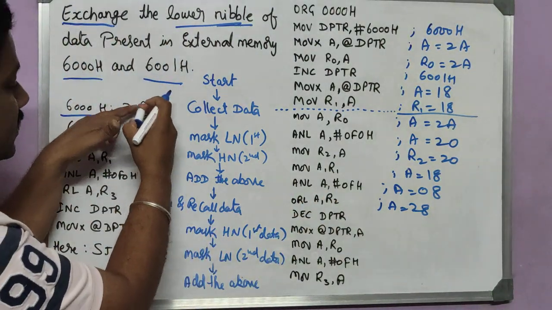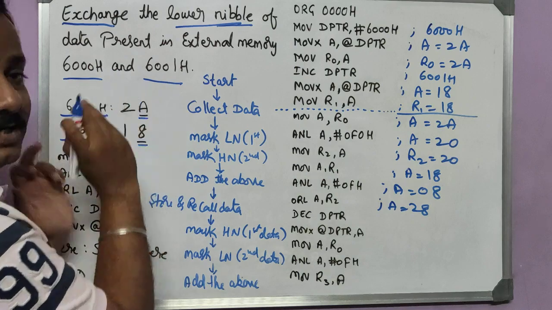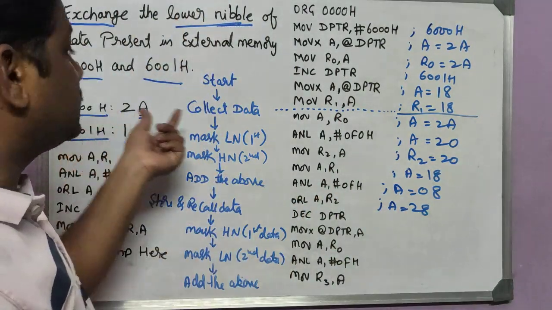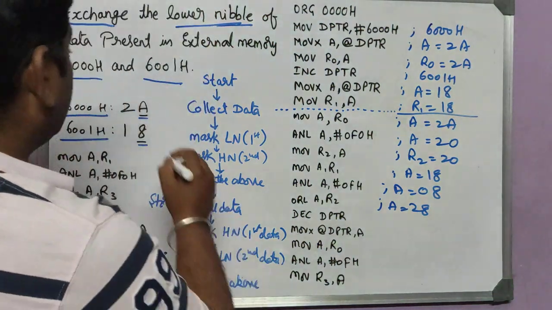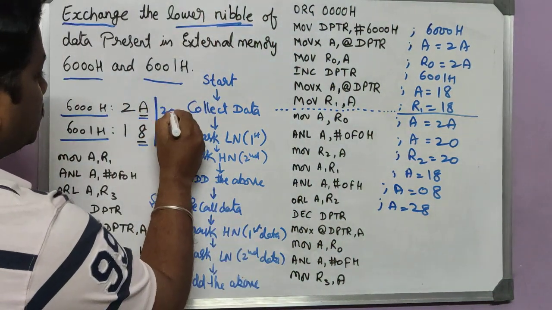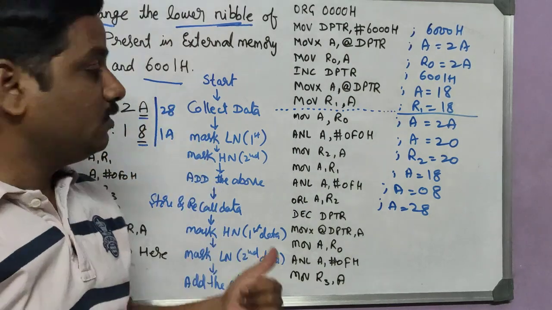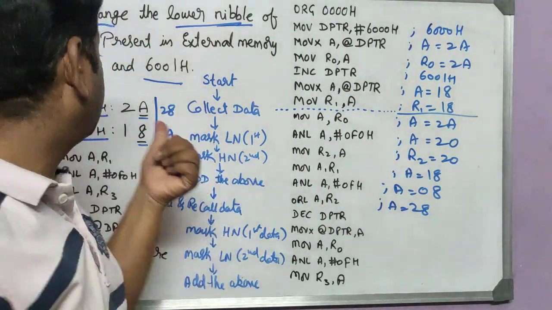I got 2A. A is removed and I got 8 here. So I got the result. Where should I store the result? I have to store the result at 6000 only, because I want it here. I want this as 28, this as 1A. So in place of 2A, I want 28 now. So store this result into 6000H.